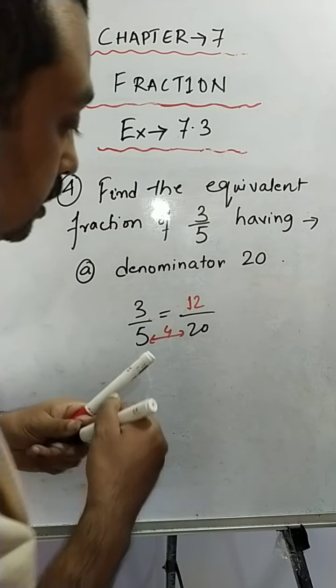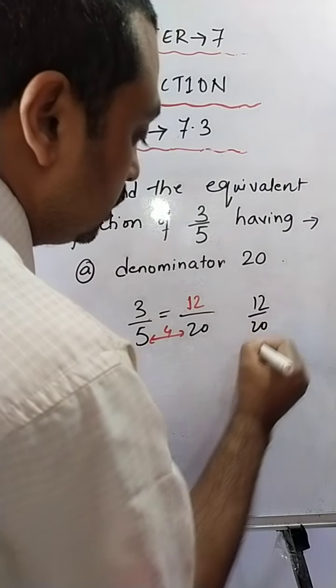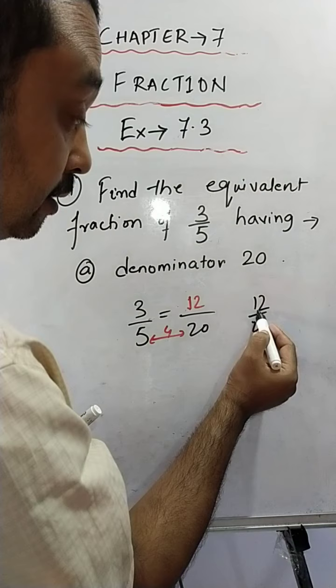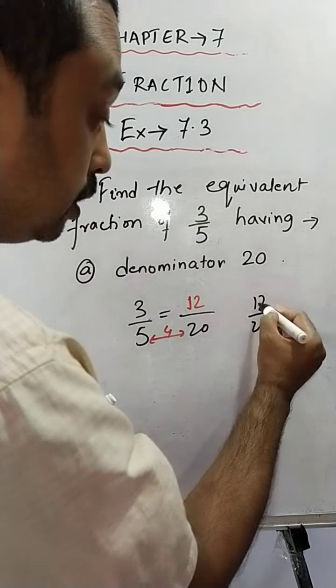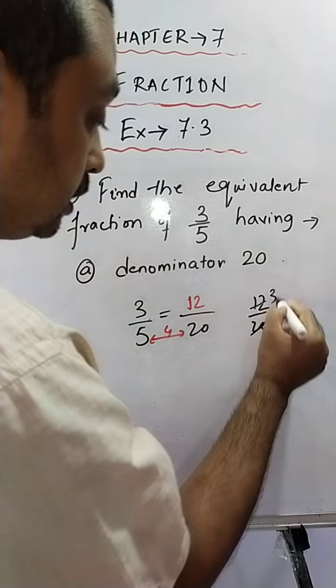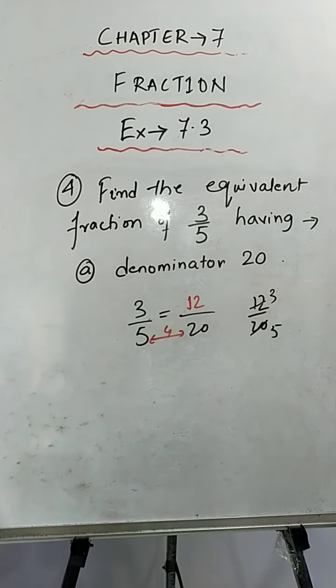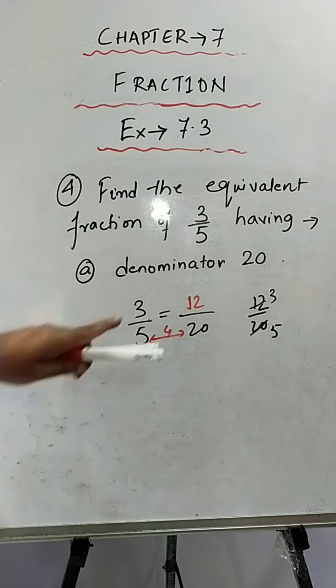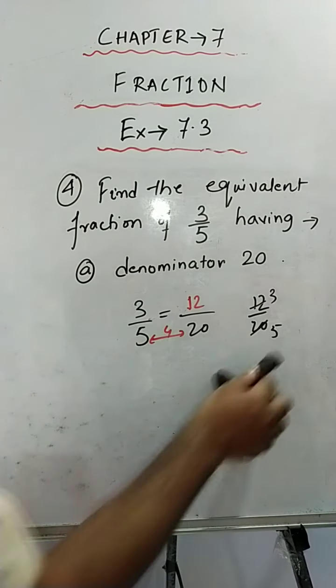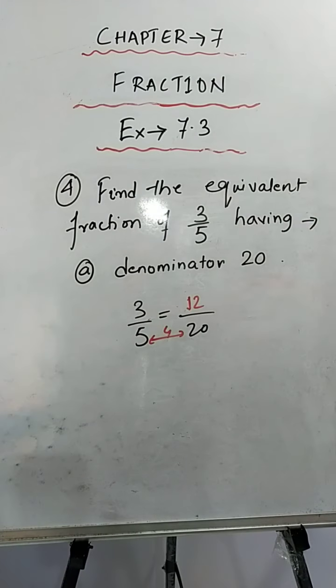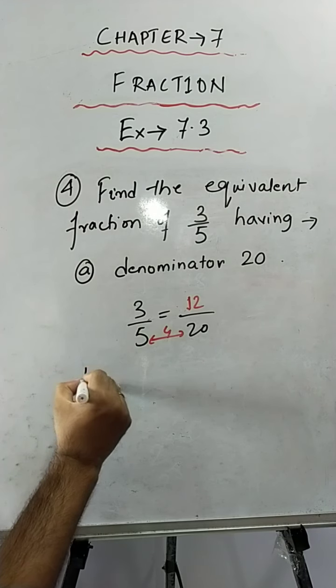How? You see, 12 by 20. So if you reduce these two numbers with 4, 4 3s are 12, 4 5s are 20. You see, 3 by 5 is coming. So 12 by 20 is equivalent fraction to 3 by 5. Fine. So this is the solution of sum number A. Now let me show you sum number B.